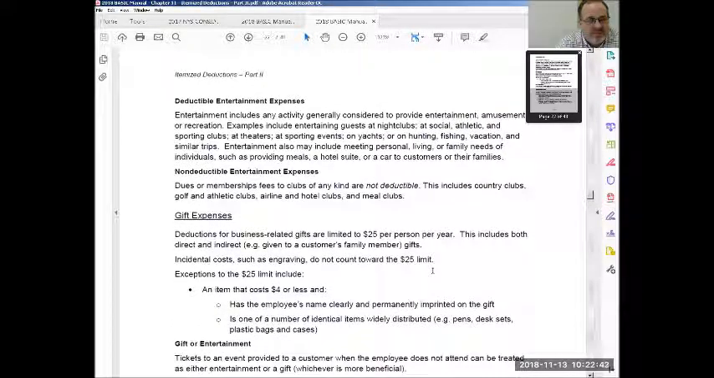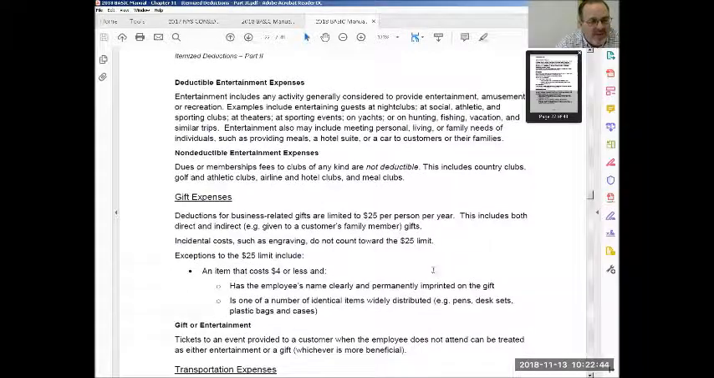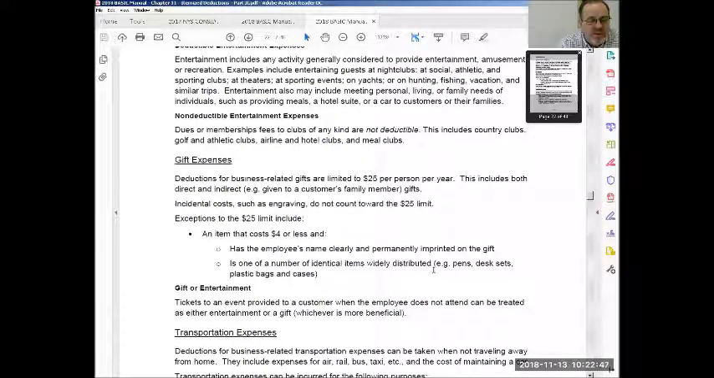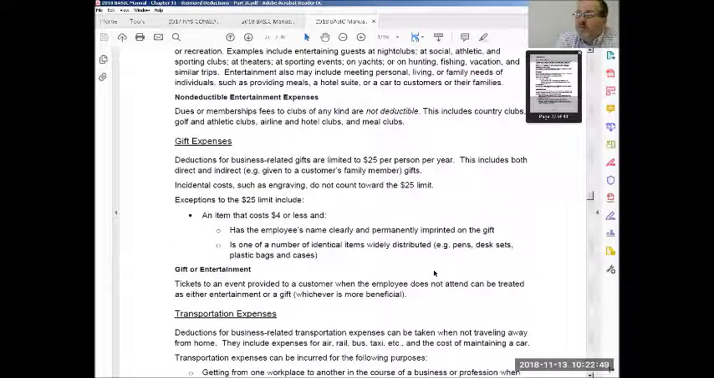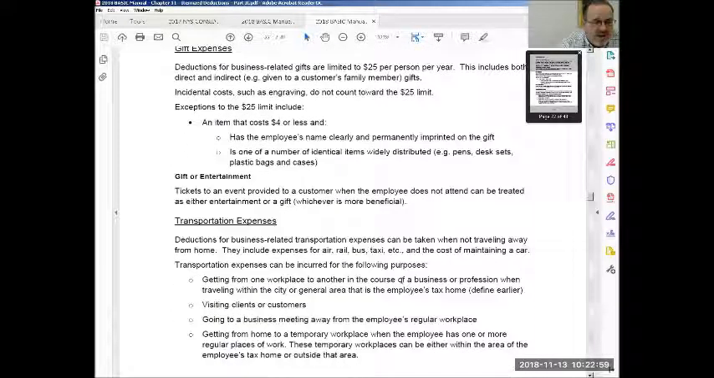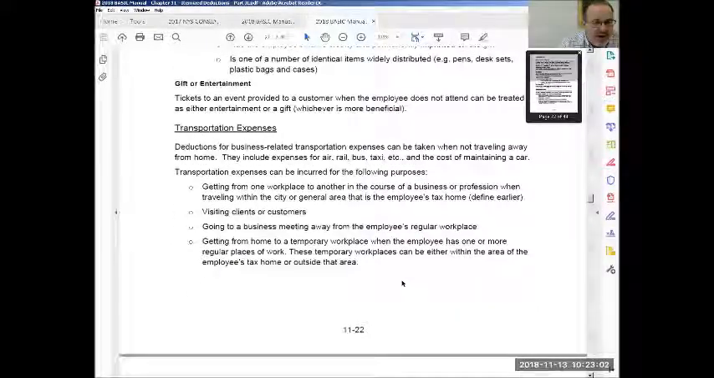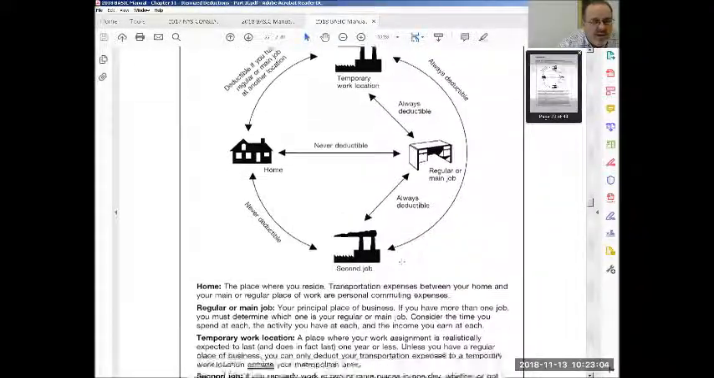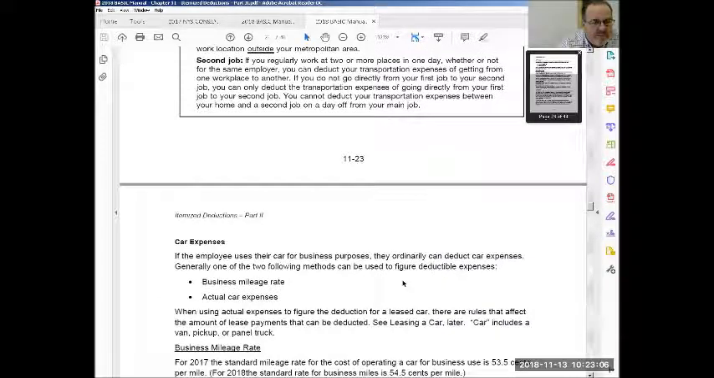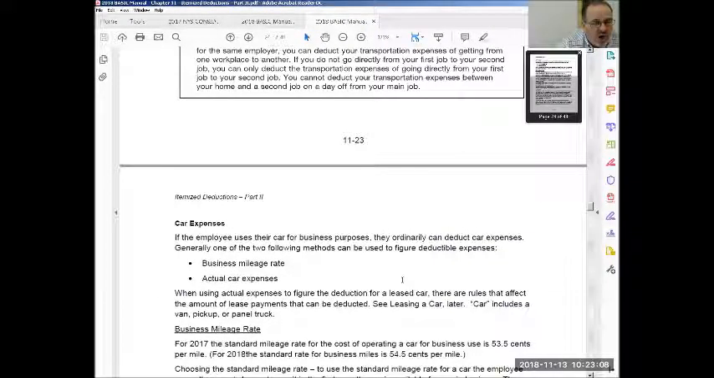So, gift expenses. This is a big one too. This is why every time you go someplace you get a $25 Tim Hortons gift card. Because if it's $30, how much are they going to get to deduct? 25. Okay. Transportation expenses. Again, we kind of talked about that a little bit. Had our little chart there. Okay. Car expenses.